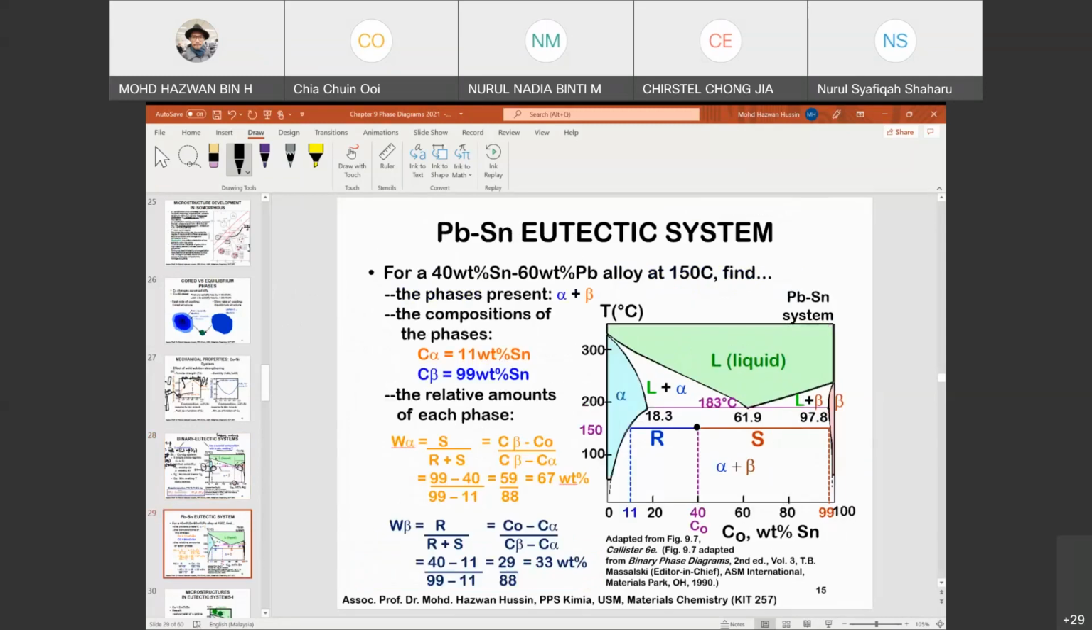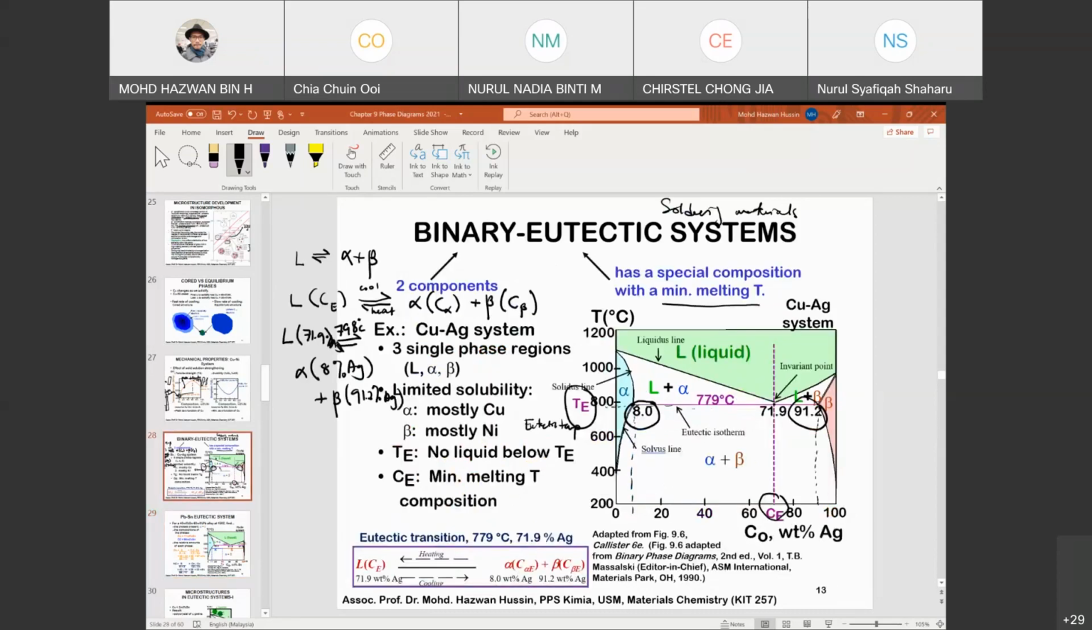Okay, so now how are we going to interpret the phase diagram of a eutectic system? For example, over here we have an example of the lead-tin phase diagram. If you notice the phase diagram pattern compared to the copper-silver phase diagram, it resembles the same thing. Bentuk dia nampak sama, betul-betul exactly the same.